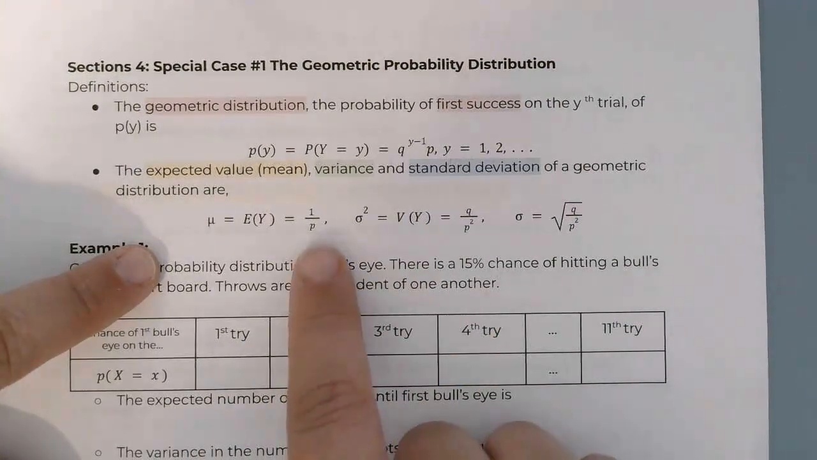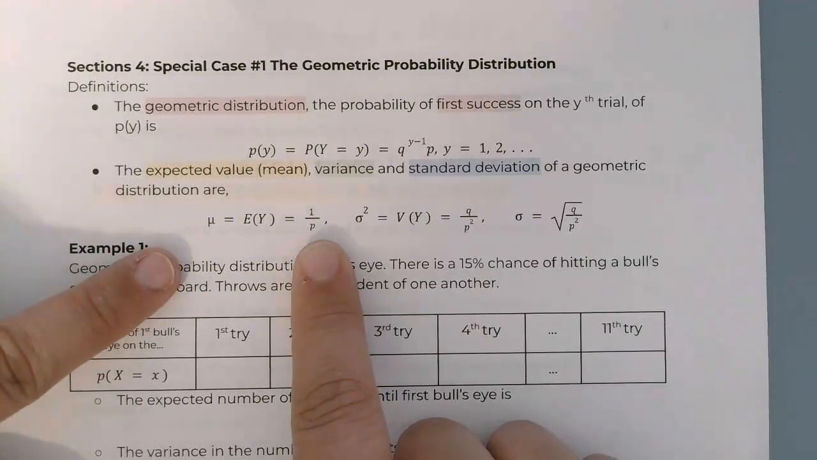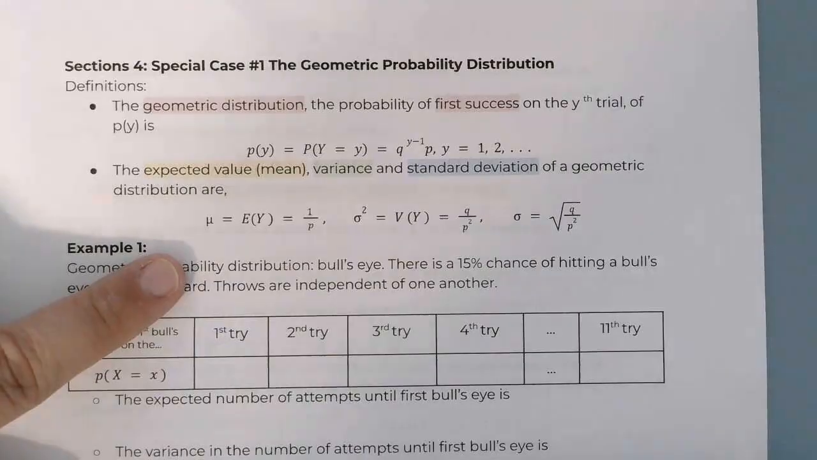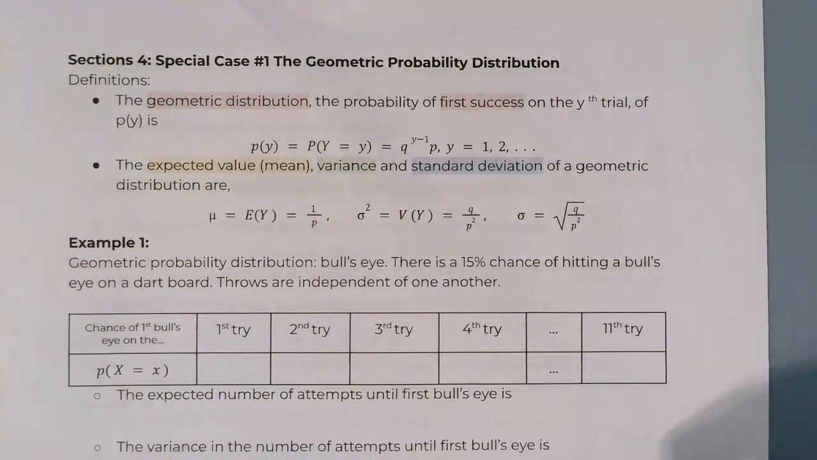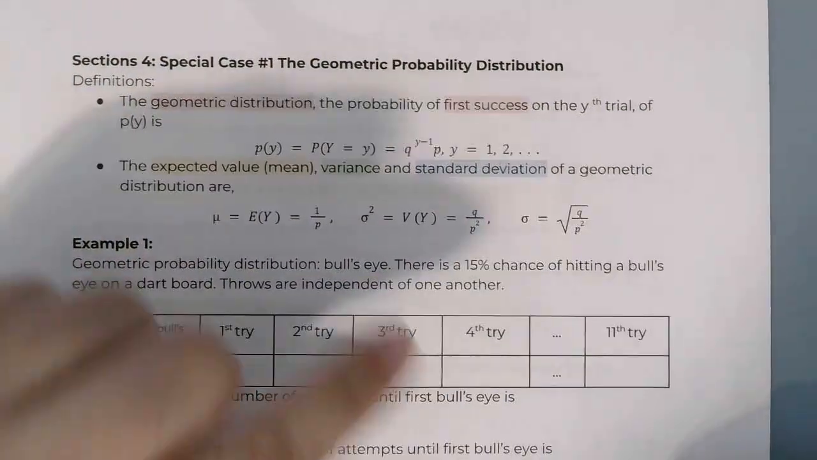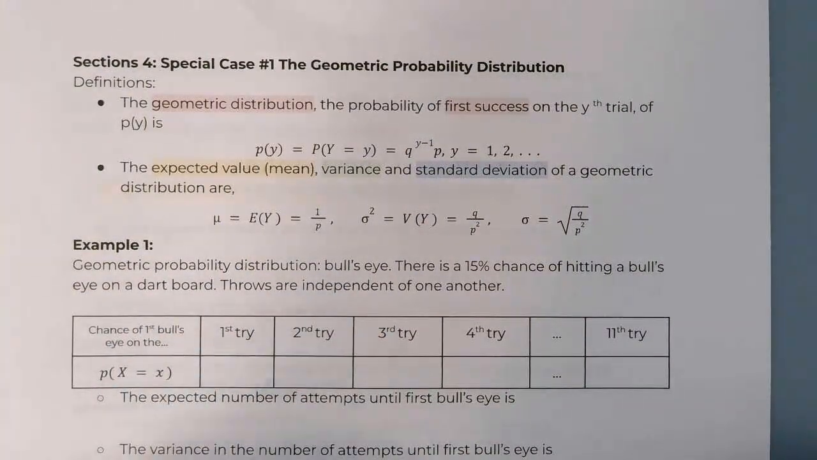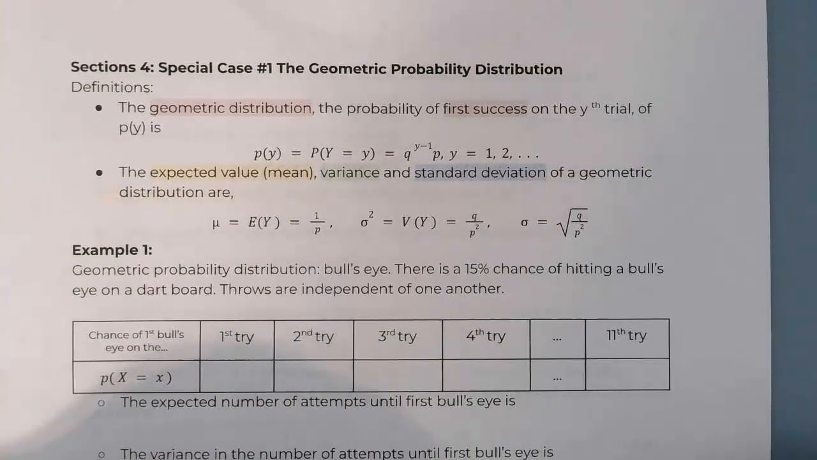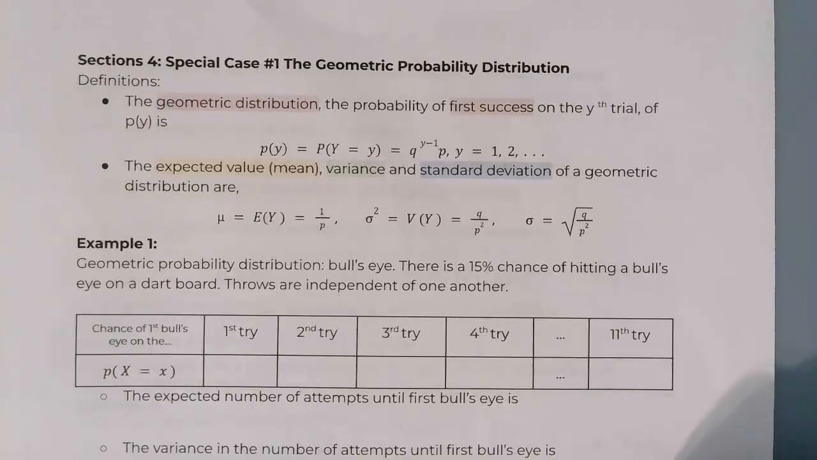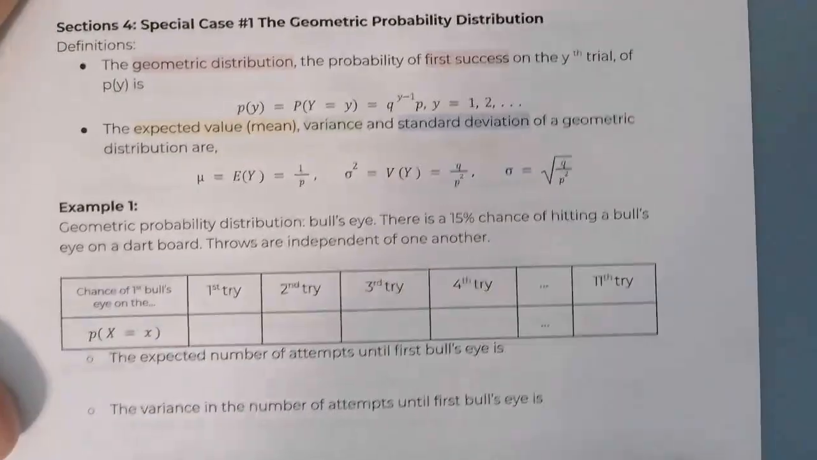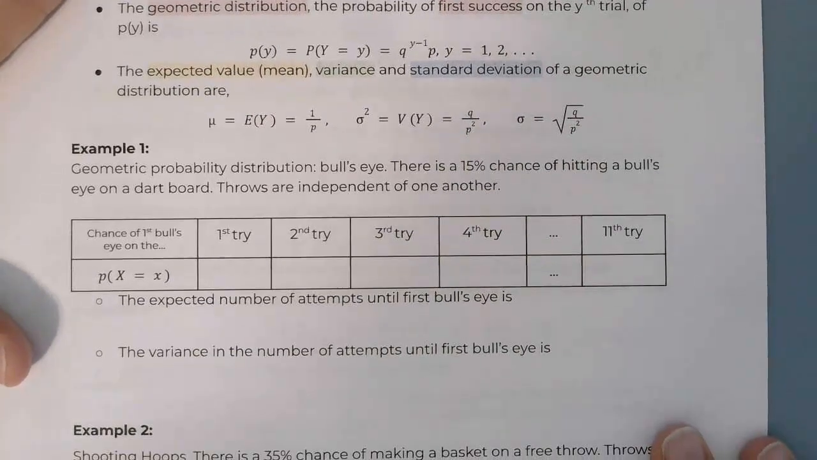The expected value, the mean here, is going to be 1 over the probability of success, and the standard deviation and variance are the probability of success divided by the probability of failure squared, and then the square root of that. Okay, so let's get into it so you can see when to use which probability distribution.